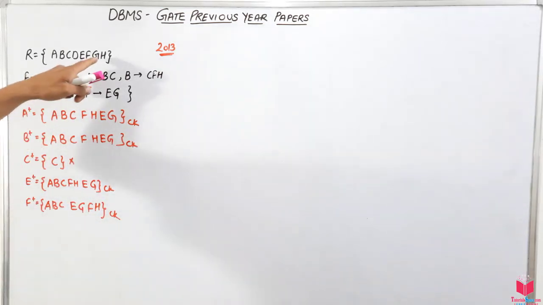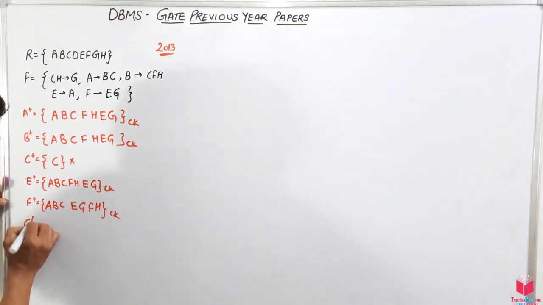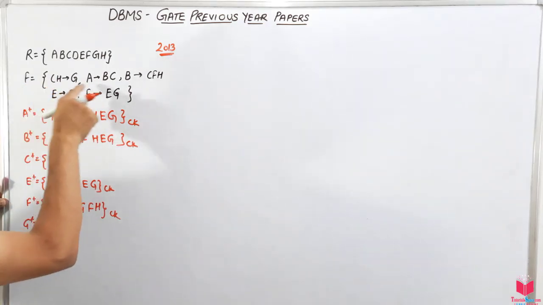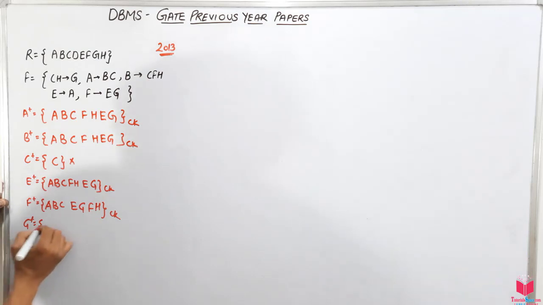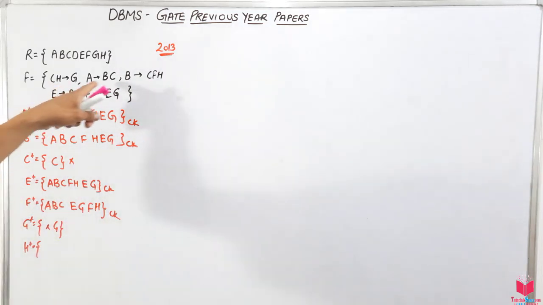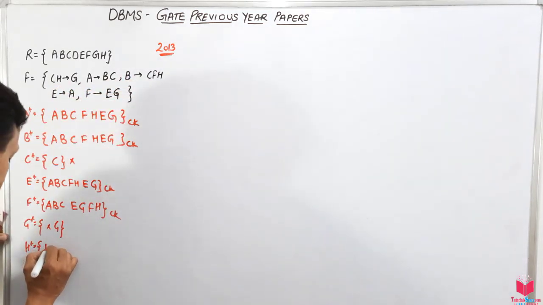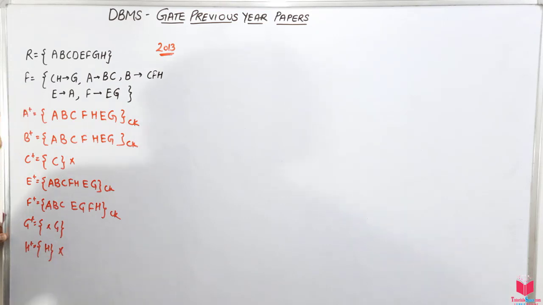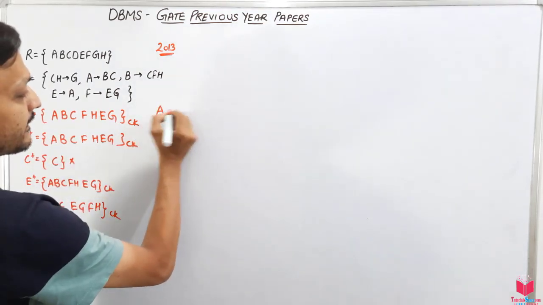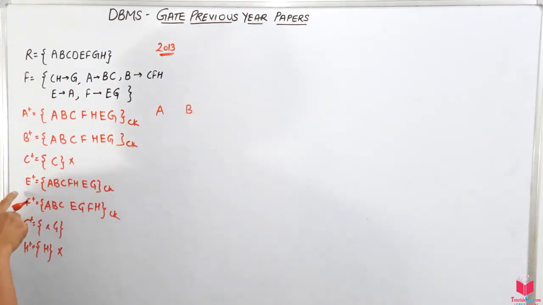Then go for the G closure. There is no functional dependency related to G, so it will only give you G. That is not a candidate key. After that H, from H I cannot find anything else. That means it is not a candidate key. That means A, B, then E and F.